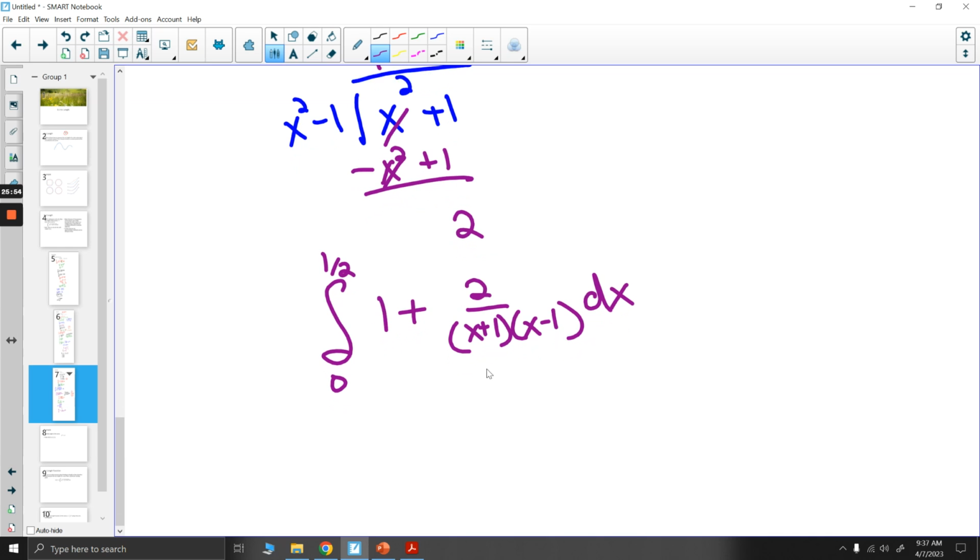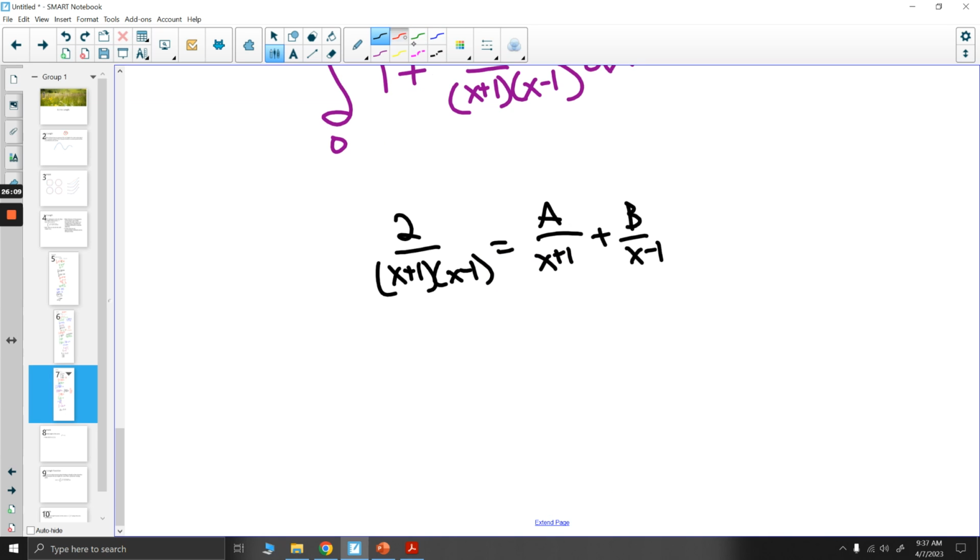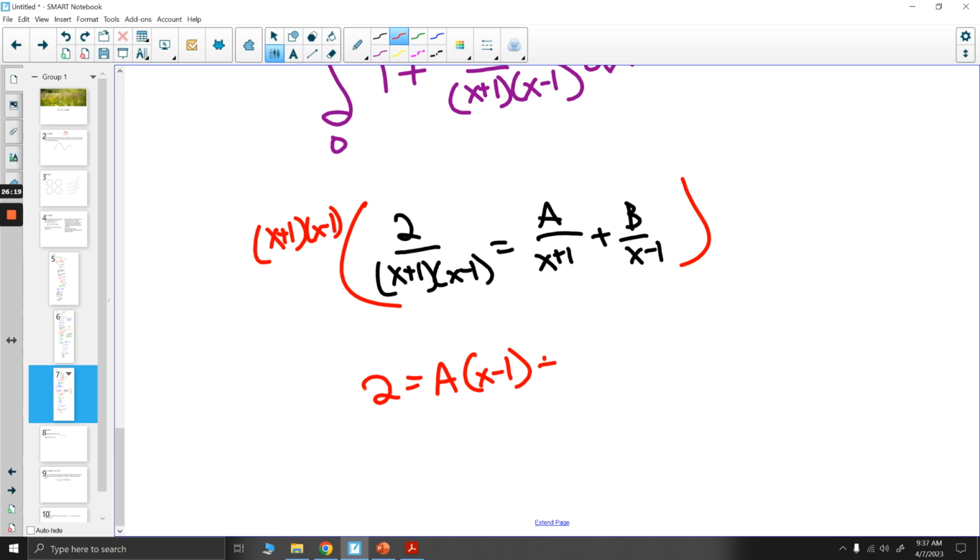Now we are going to use our partial fraction expansion, and that is to say 2 over (x plus 1)(x minus 1) is equal to a over x plus 1 plus b over x minus 1. So if we multiply everything through by our bottoms, (x plus 1)(x minus 1), we get 2 is equal to a times (x minus 1) plus b times (x plus 1). So we can distribute: 2 is equal to ax minus a plus bx plus b.